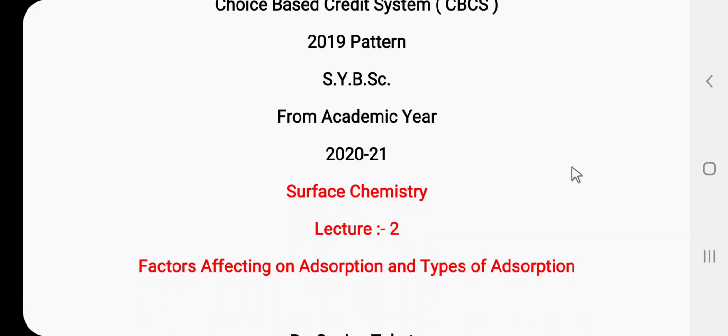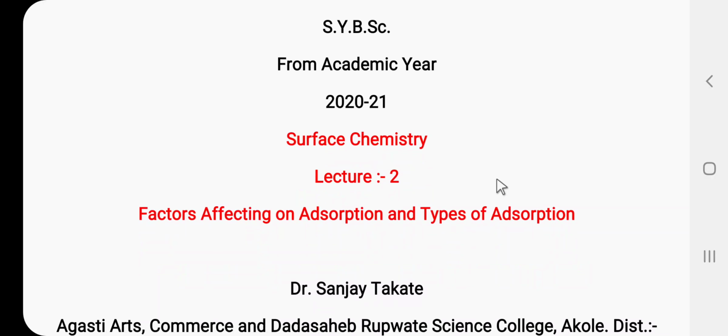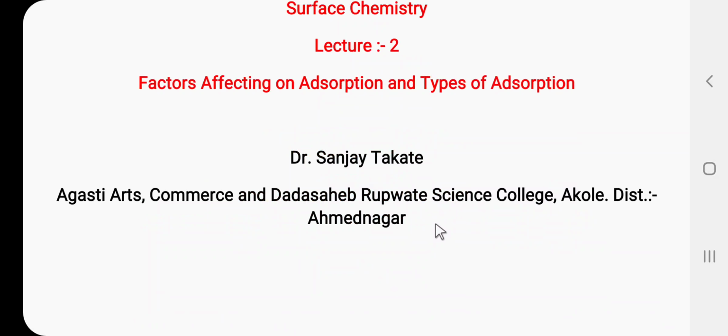Hi everybody. In the first lecture of surface chemistry, we discussed the basic concept of adsorption, the difference between the adsorbent and adsorbate, as well as the difference between adsorption and absorption. In this lecture, we are going to discuss factors affecting adsorption and types of adsorption.